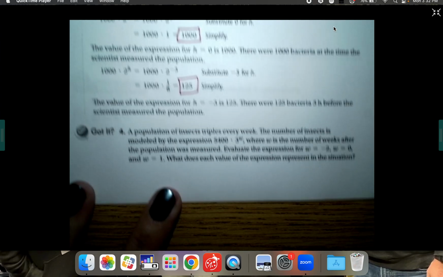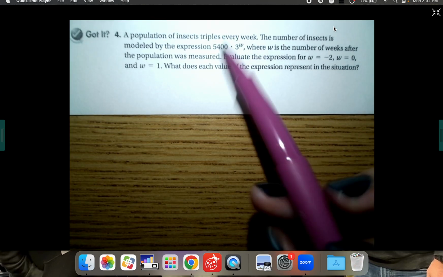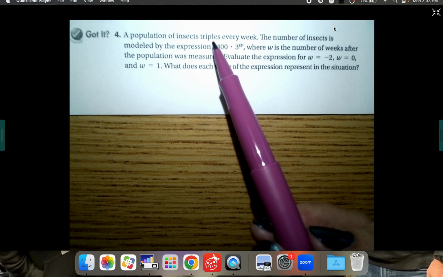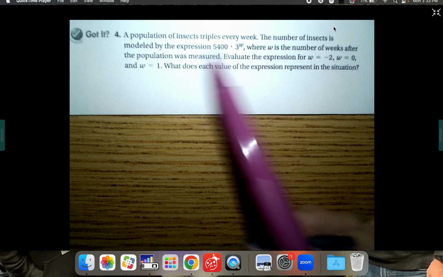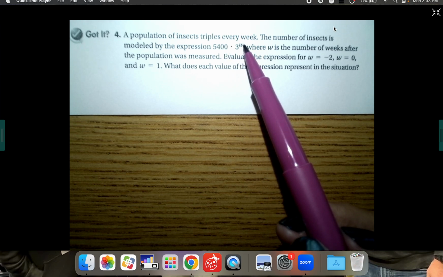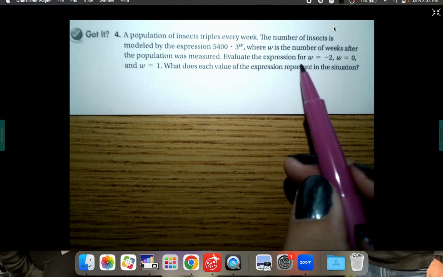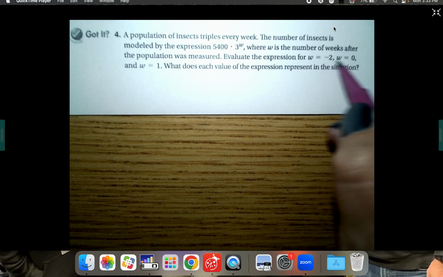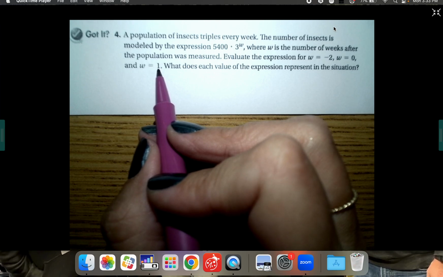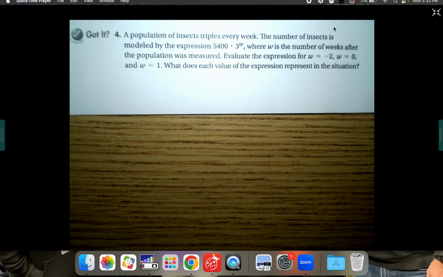So if I gave you a problem very similar to this, like for the got it, it says a population of insects triples every week. The number of insects is modeled by the expression 5,400 times 3 to the power of W, where W is weeks. So evaluate the expression when there's been -2 weeks, 0 weeks, and 1 week. What would each one be? Since this is a got it, you can go ahead and push pause and try it on your own.